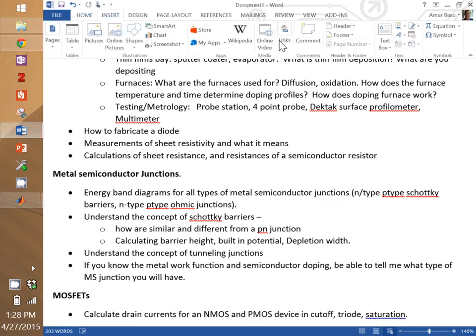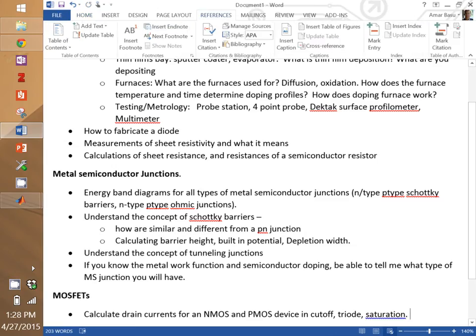So what if your drain current is negative? What does that mean? If your drain current is negative, that means the current is flowing from source to drain instead of drain to source. In a PMOS device, the current can flow from, I'm sorry, from source to drain.